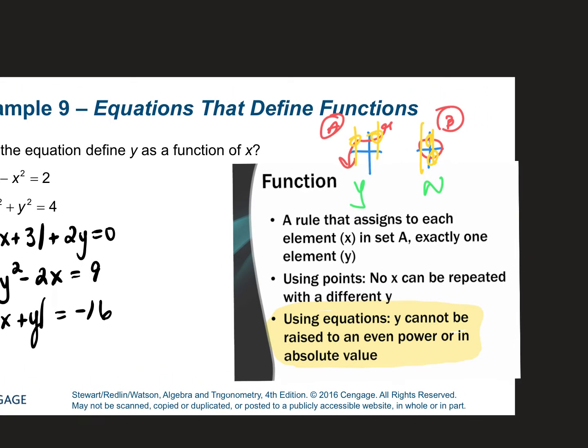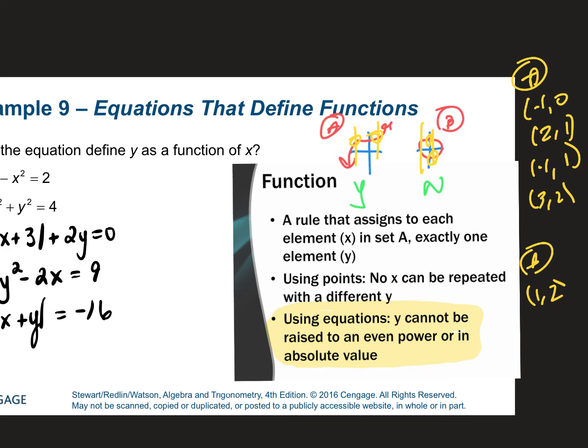If you're given a set of points, like so I have A here, let's say I have (-1, 0), (2, 1), (-1, 1), and (3, 2). And I have B: (1, 2), (3, 4), (-5, 6). All right. Is A a function or is B a function? Which one is a function? Compare A and B. What do you notice?